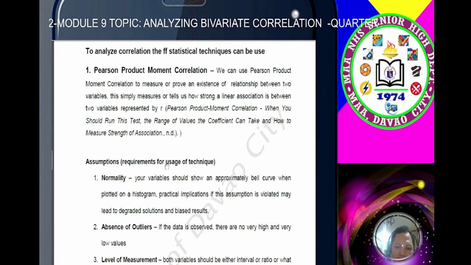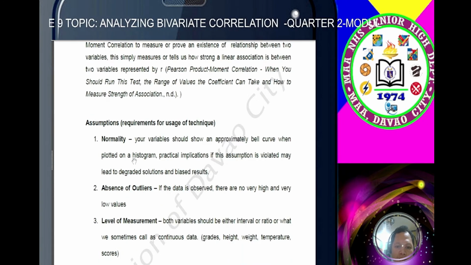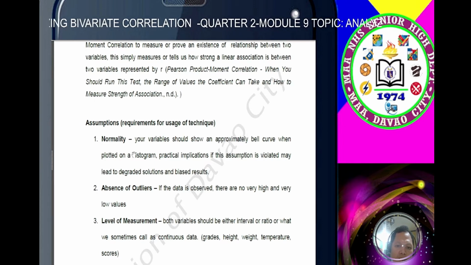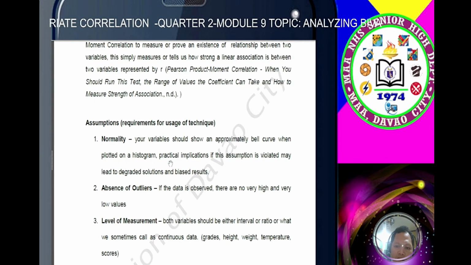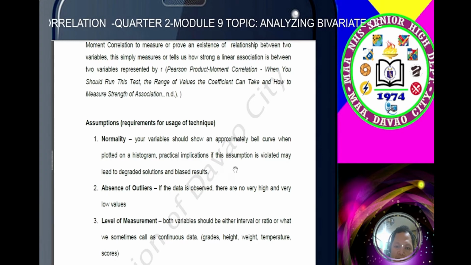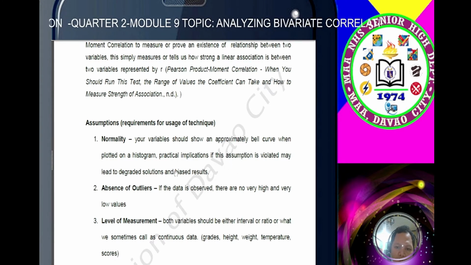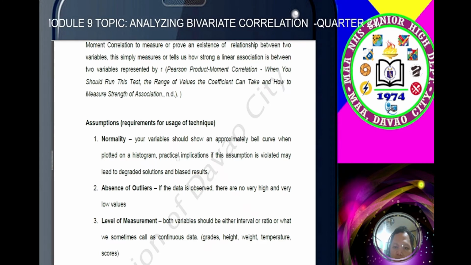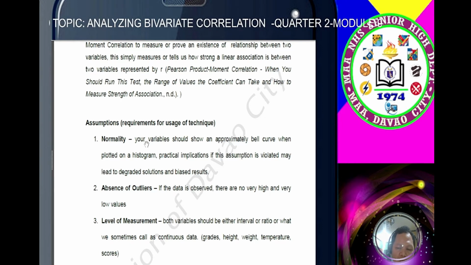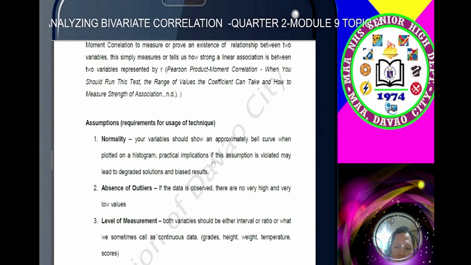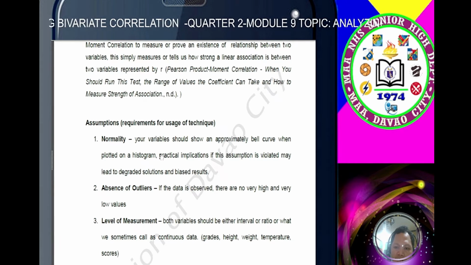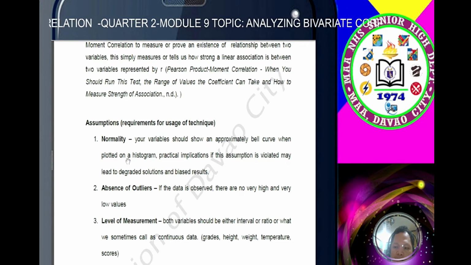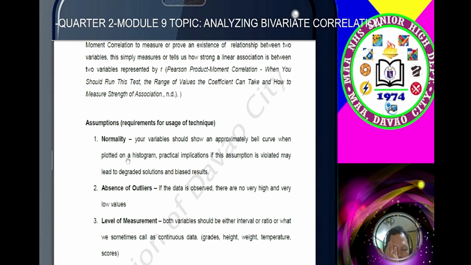These are the assumptions. First, normality: your variable should show an approximately bell curve when plotted on a histogram. The practical implication is that if this assumption is violated, it may lead to degraded solutions and biased results. So take note, your data should have this normality. A bell-shaped curve, I think you already learned that in your statistics and probability in grade 11.